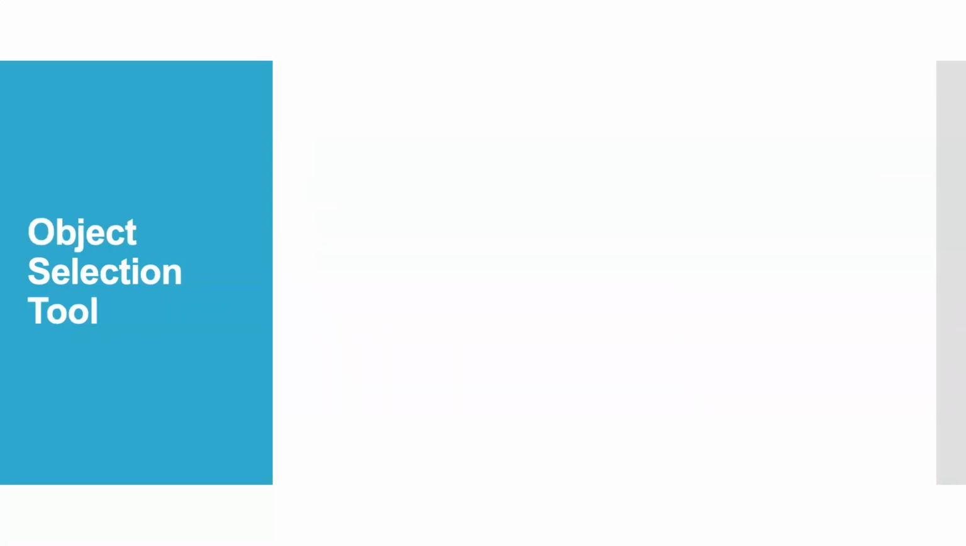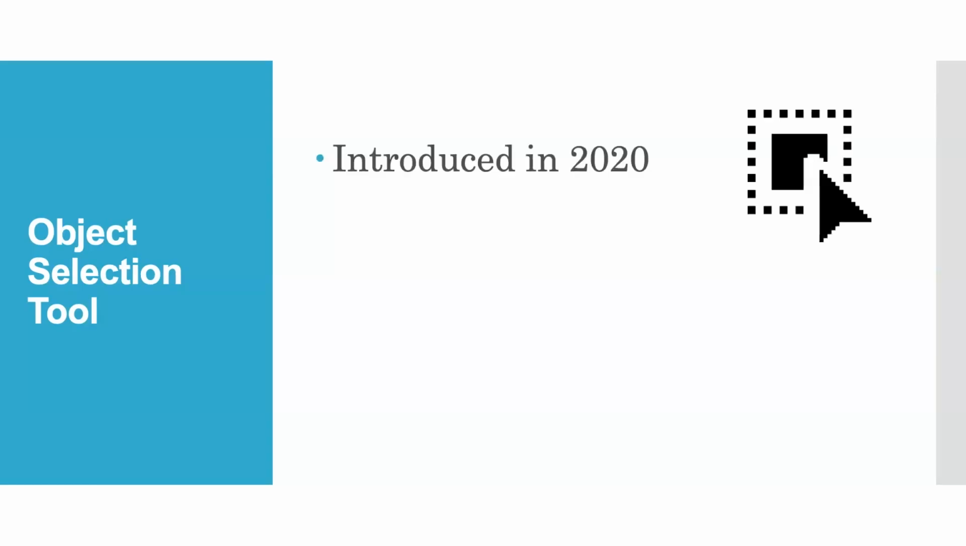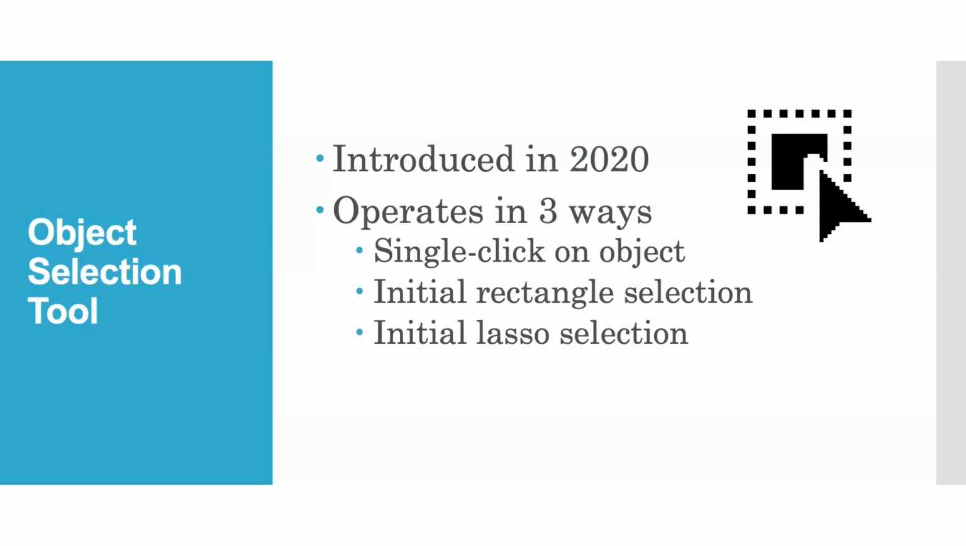Now, there is one tool that I had you click on and then choose another tool. So what is the object selection tool? It is really new. This was introduced in 2020, and it looks like that, a little square box with an arrow in it. And it operates in 3 different ways.